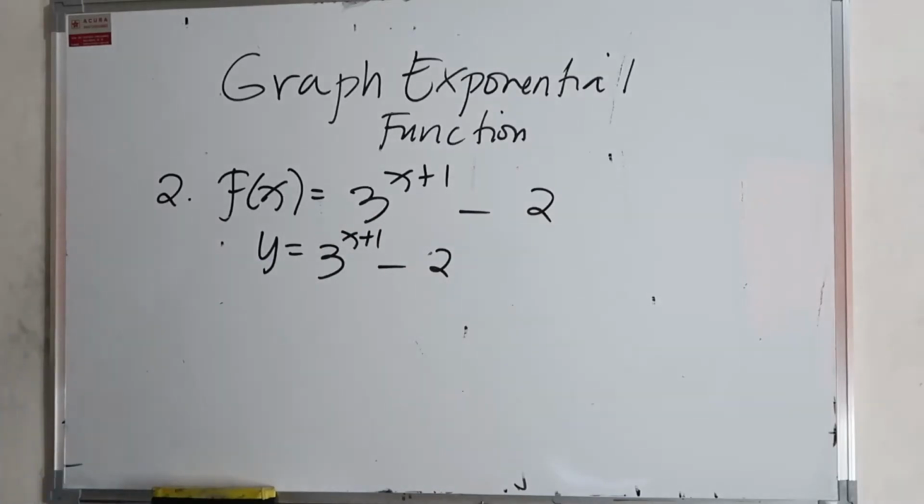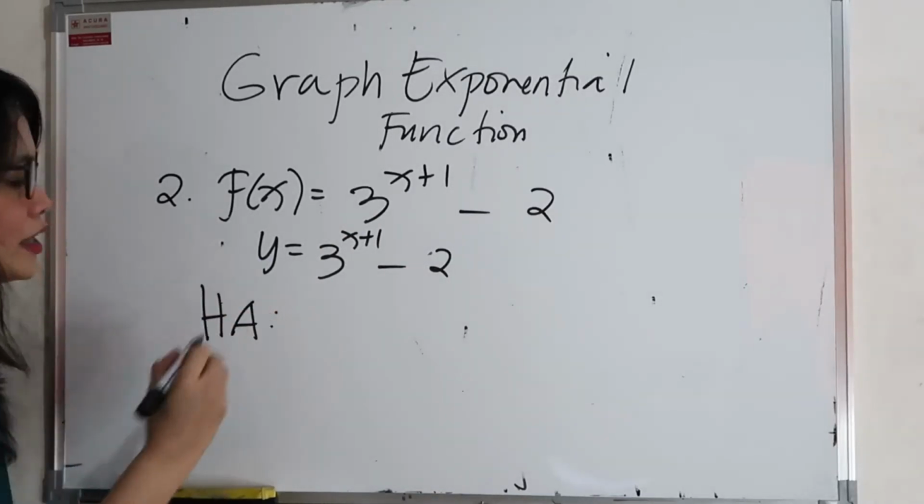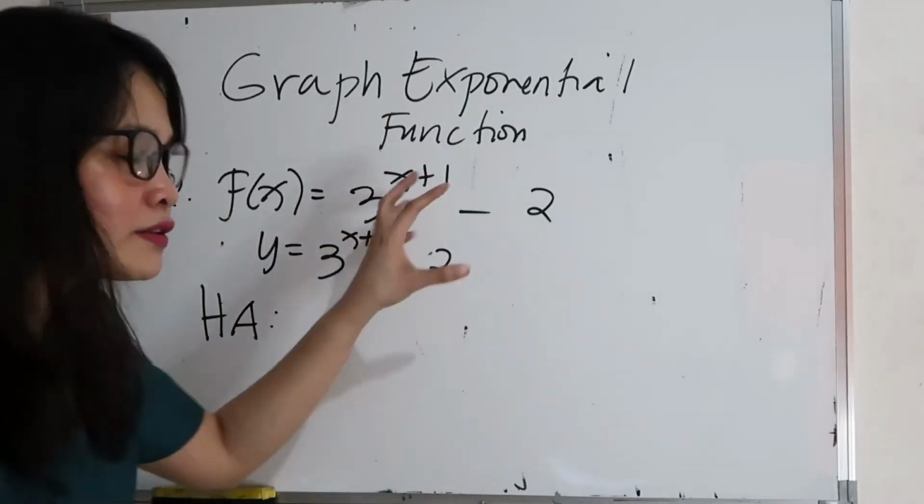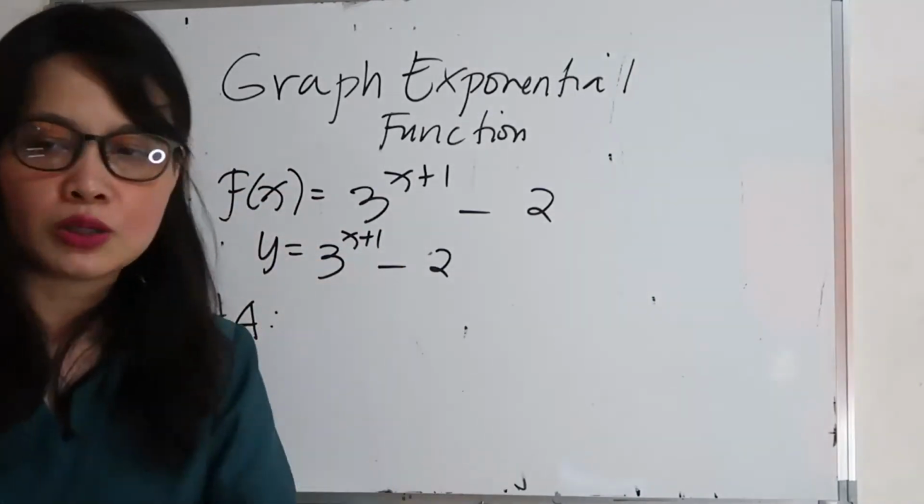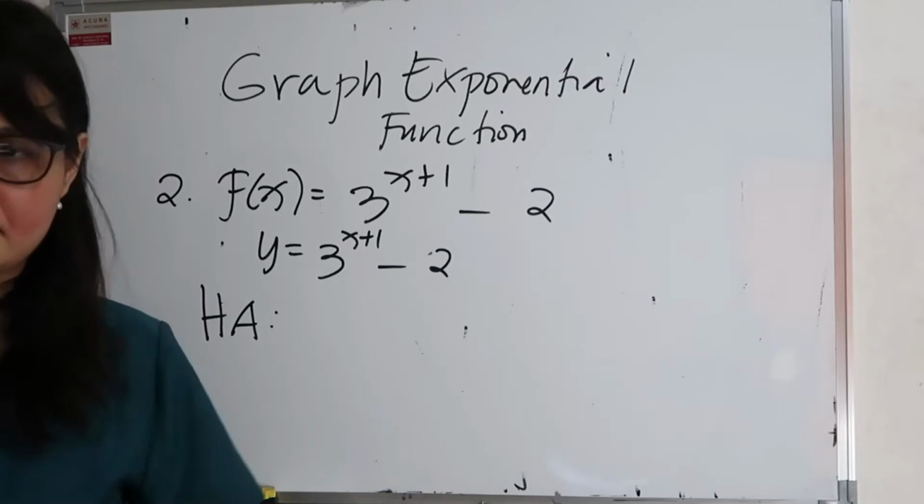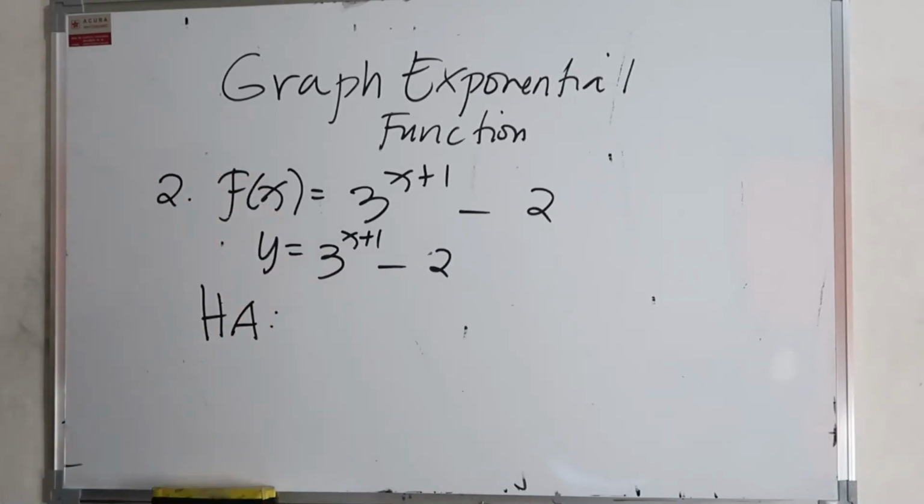Now what's next? Identify your horizontal asymptote. When we say horizontal asymptote, you are referring to the constant in the given function. So in this given function, what is the constant? Okay, very good. Negative 2. So that's it.